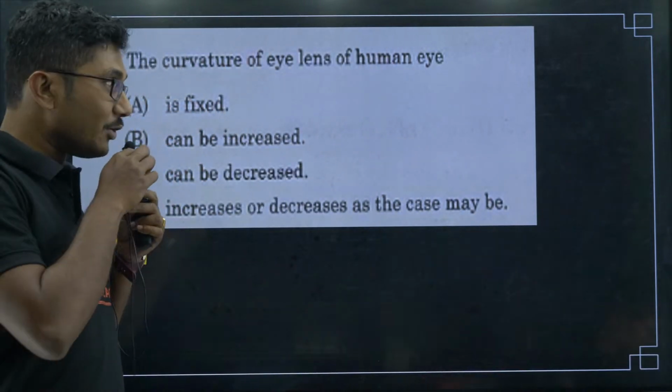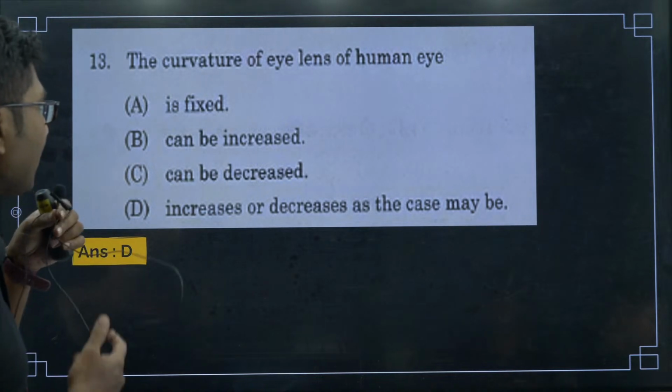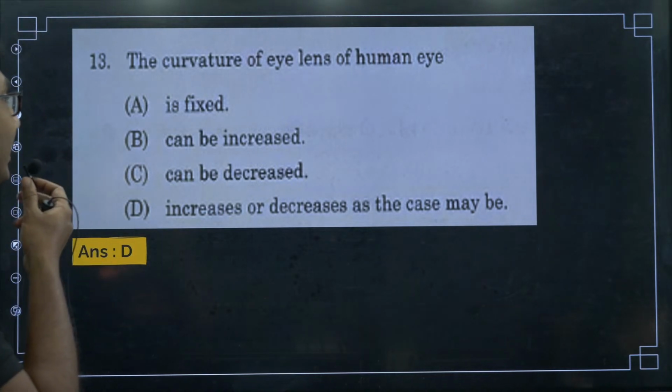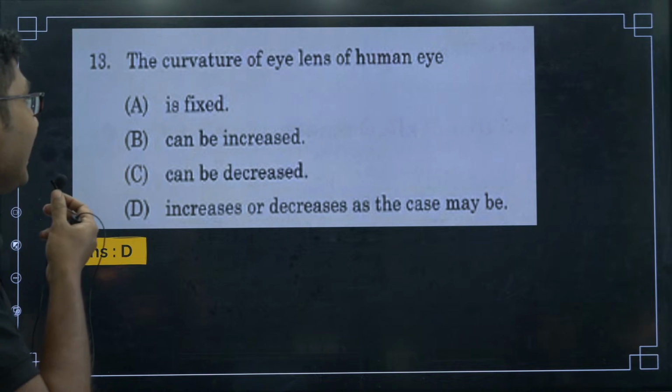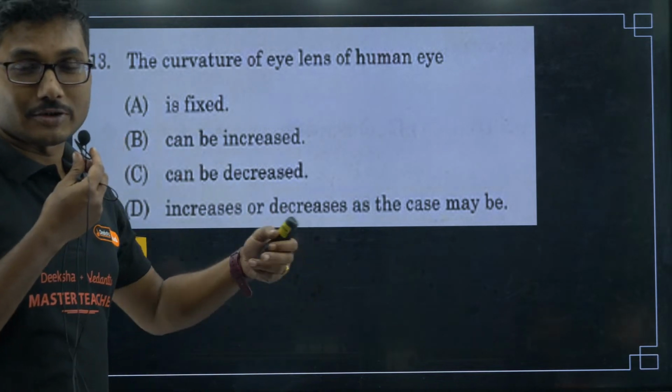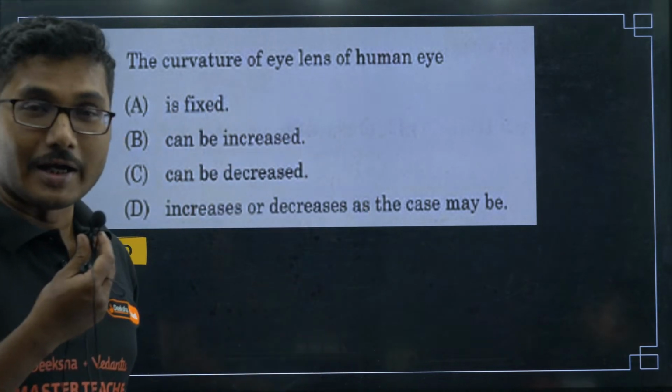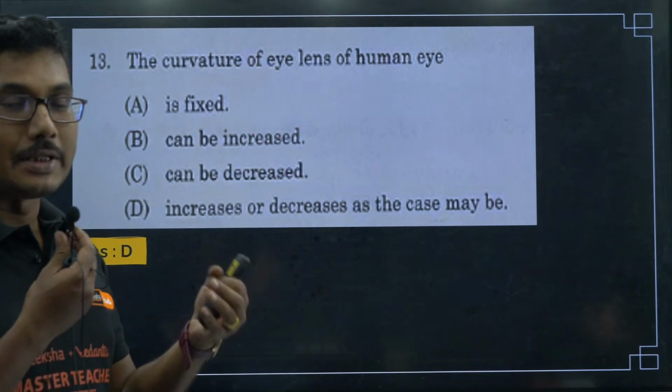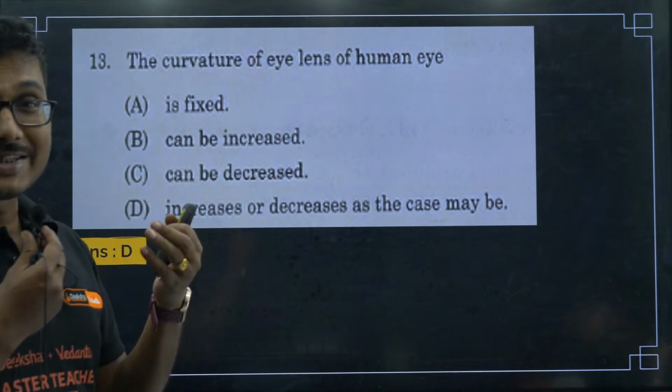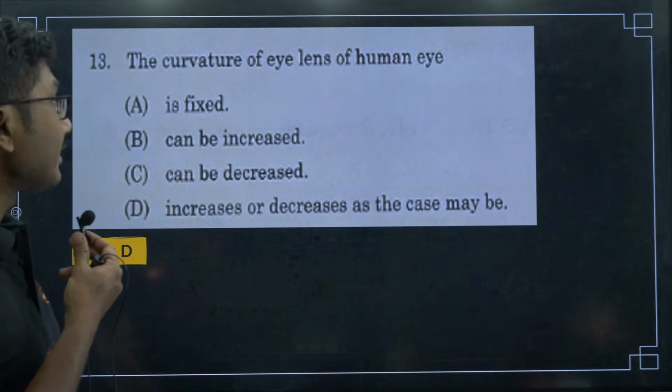There are very few physics MCQs in today's paper. So the first question is very easy. The curvature of the eye lens of the human eye changes based on where we are looking. If we are looking at distant objects or closer objects, based on that the curvature of the eye lens changes. So option D is the correct answer for this.